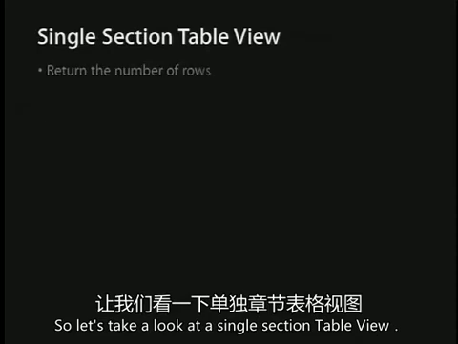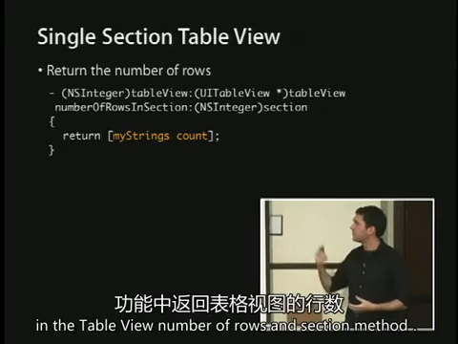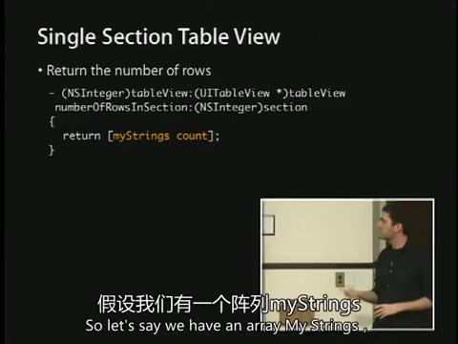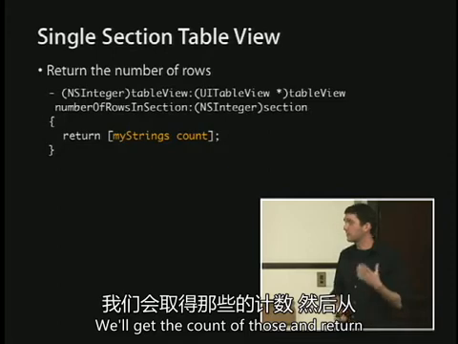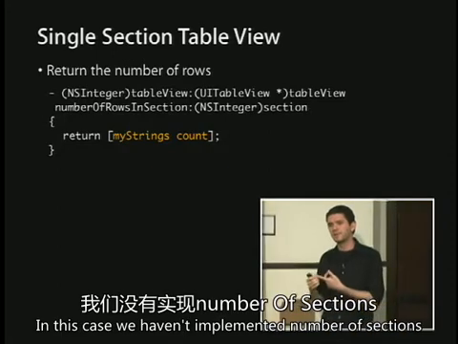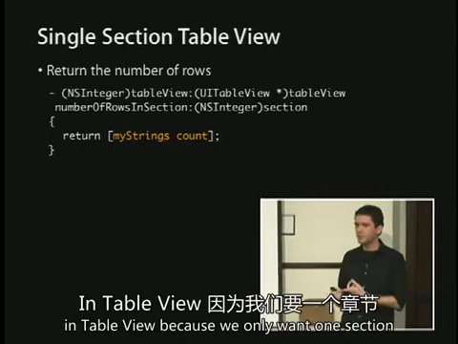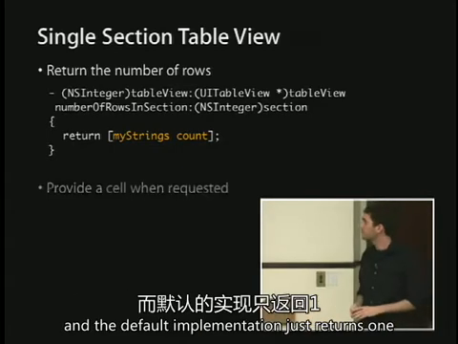So let's take a look at a single-section table view. First off, it has to return the number of rows in the table view, in the numberOfRowsInSection method. So let's say we have an array, myStrings, just an array of strings. We'll get the count of those and return that from our numberOfRowsInSection. In this case, we haven't implemented numberOfSectionsInTableView because we only want one section, and the default implementation just returns 1.